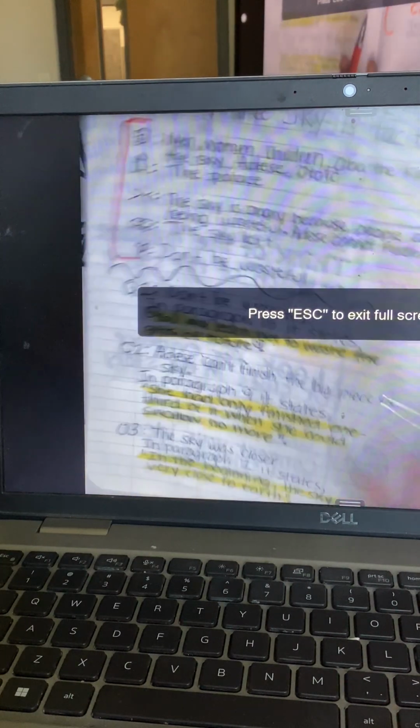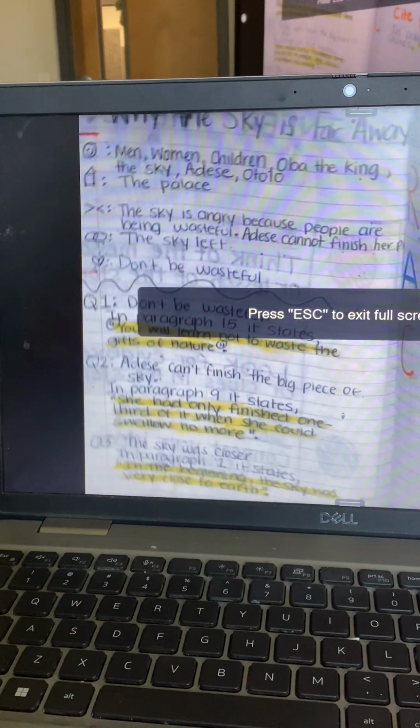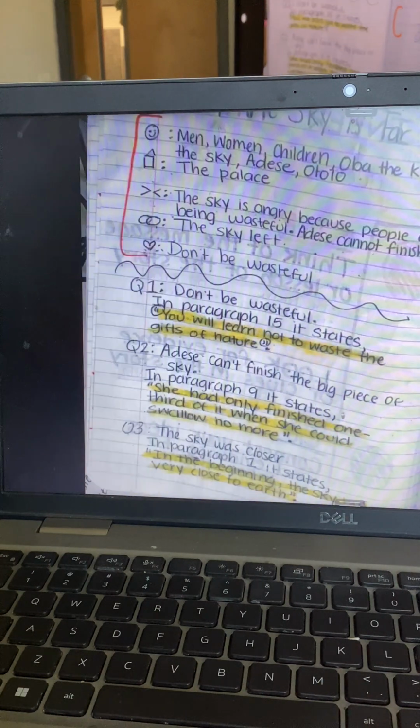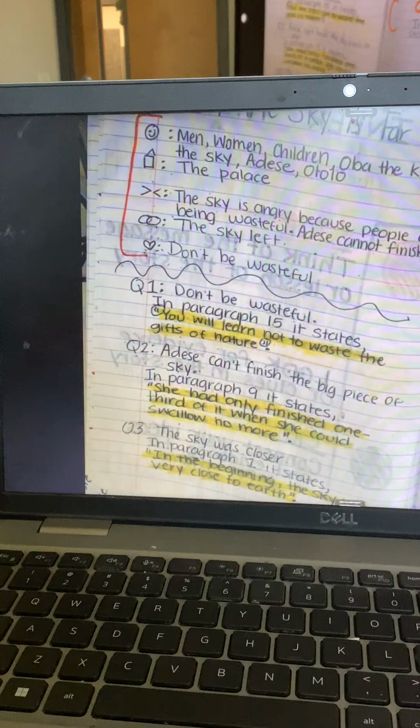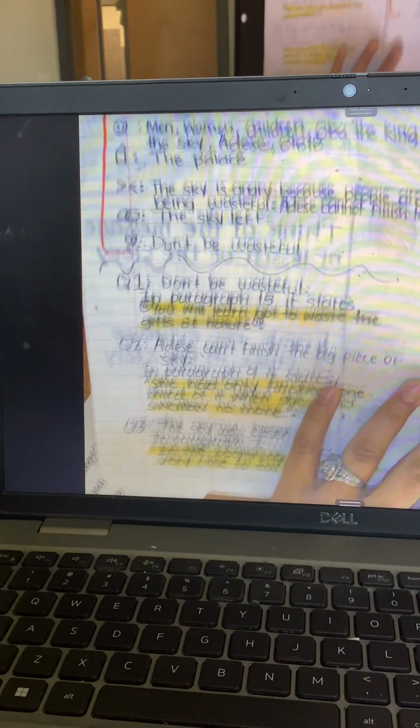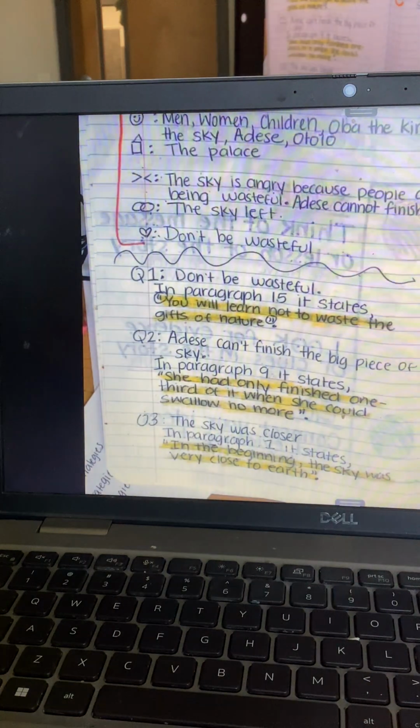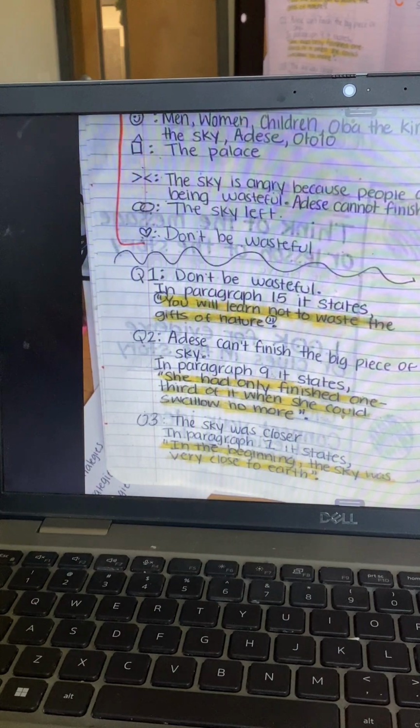Now, on your questions, what happens is that what I like for the students to do is I like for them to prove to me their answers. Because I tell them, all your answers are going to be in your story. They're going to be in your story. You're not going to find them anywhere else. They're going to be there. And so what I tell them is you got to go back.